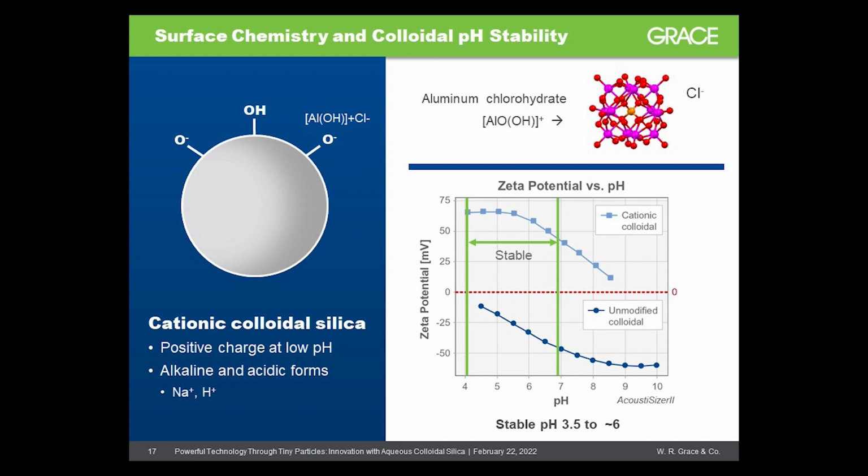The shape of the zeta potential curve is qualitatively the same as for pure alumina, which has an isoelectric point around pH 9. These cationic grades are stable at pH between about 3.5 and 6.5. At pH lower than about 3.5, protons can displace the cationic aluminum, which is ultimately detrimental for stability.